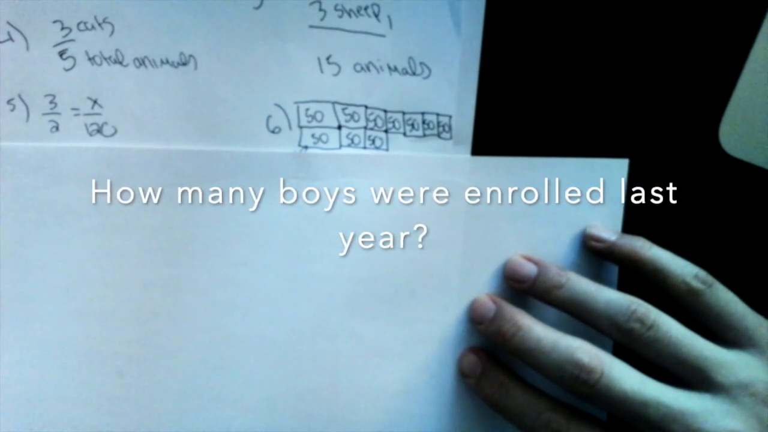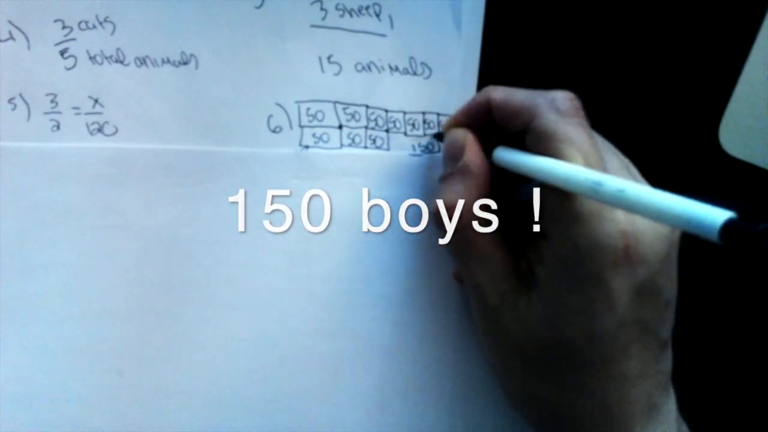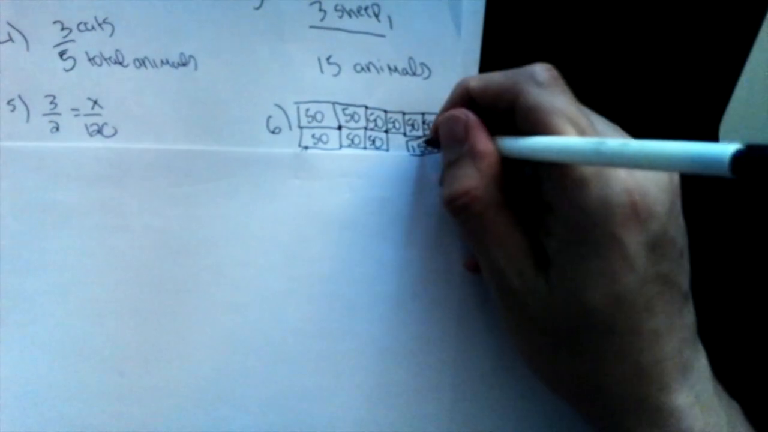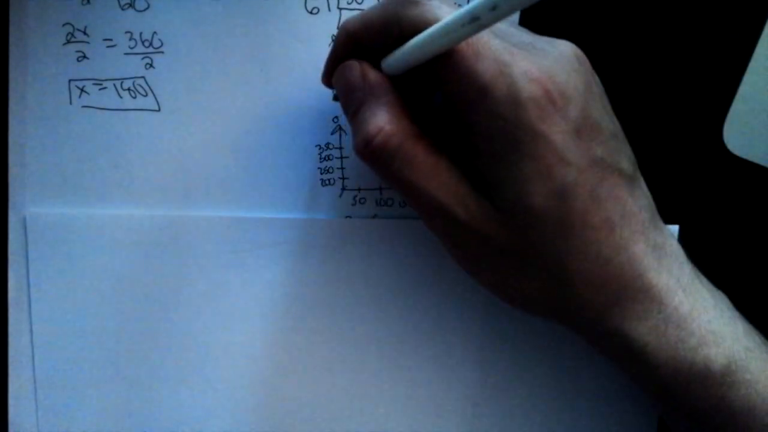So the question wants to know the number of boys, which is 150. That's one way to represent the answer. Another way to represent the answer is with a graph. So I set up a graph here where the y-axis represents the girls and the x-axis represents the boys. So I'll go ahead and graph my information here.